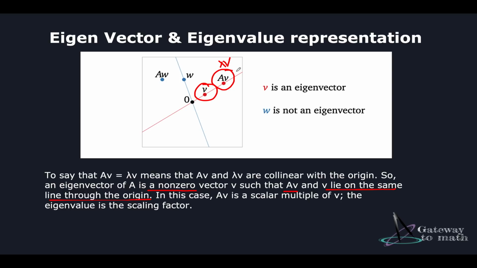We've already seen this here. In this case, Av is the scalar multiple of v. The eigenvalue is the scaling factor. How is that? Because Av = λv, and we've already seen λ is a scalar value through which the vector has been scaled or multiplied. The direction, however, remains the same. We just discussed this in the previous session. So this is the scaling factor.